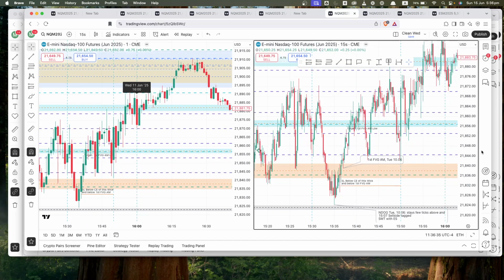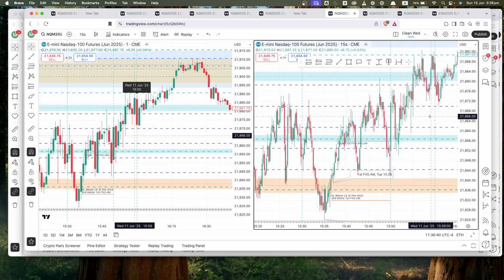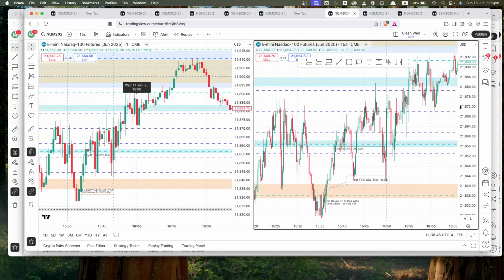And then stop here. And we see how afterwards price goes into a seek and destroy, where it takes the buy stops, takes the sell stops, takes the buy stops, and it's just very high resistance to trade. Let's see for Thursday.